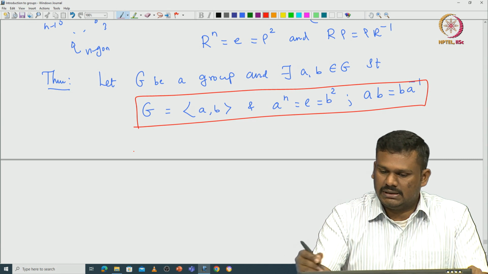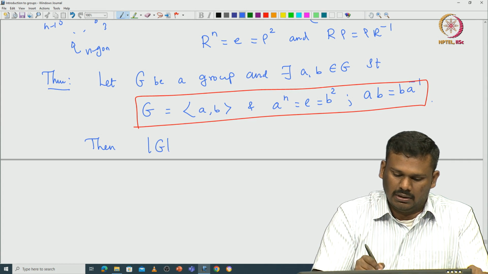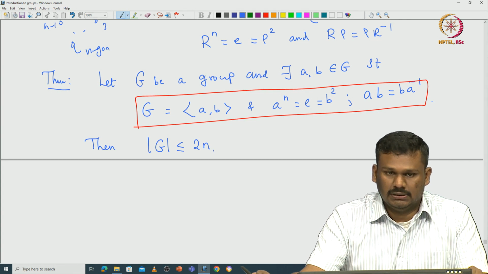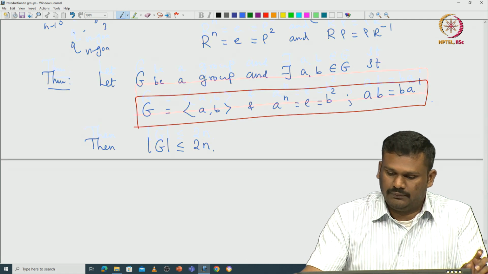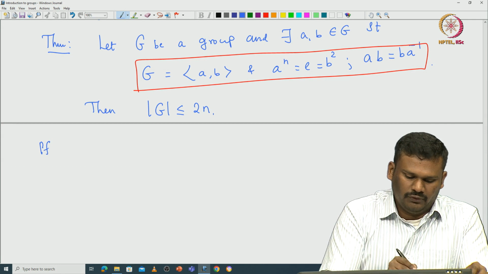If all these things are true in the group G, then we can claim that the order of the group can be at most 2n. That is, the number of elements in G is at most 2n. So let us see how one can prove this. Now the proof is simple.